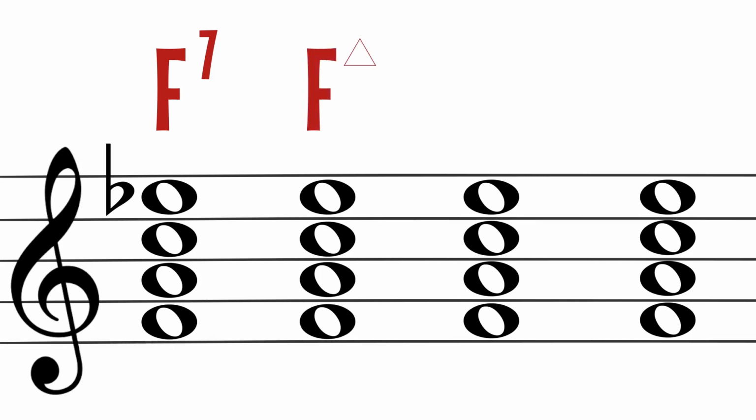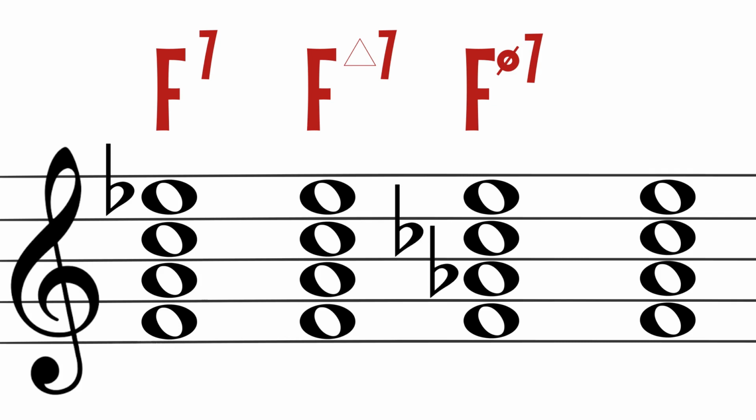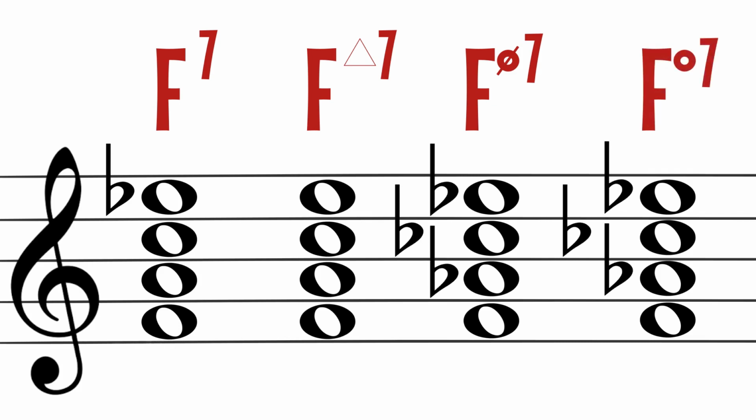The triangle symbol notates a major interval. In this case, a major seventh from the root. The degree symbol with a slash through the middle indicates a half diminished chord, which has a lowered third, fifth, and seventh. A fully diminished seventh chord lowers the seventh scale degree an additional time from the half diminished chord.